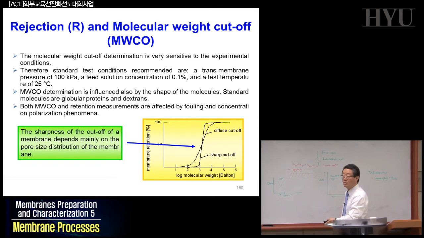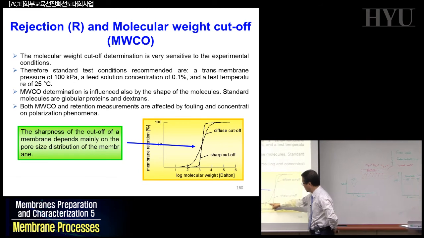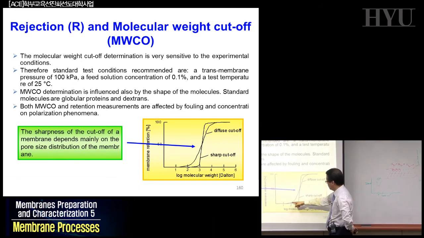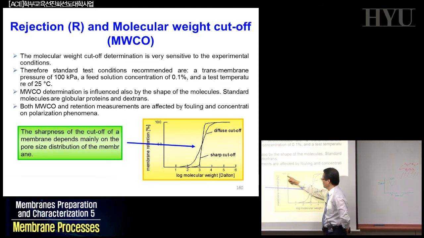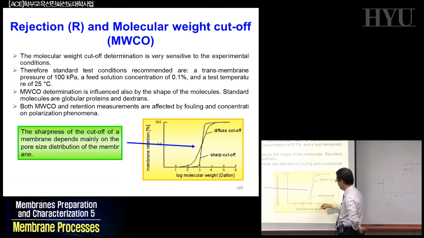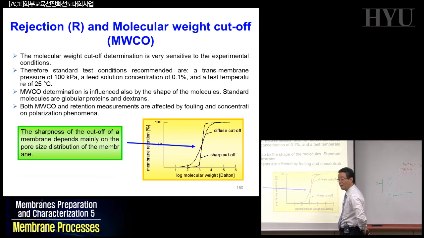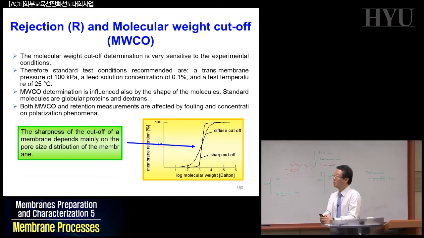Usually water-soluble dextran is widely used. You may have a sharp molecular cutoff or a diffuse molecular cutoff. But anyway, this is the raw data. So 90% retention is called the molecular cutoff of your membrane. This is very important for ultrafiltration membranes. Ultrafiltration usually provides the MWCO.